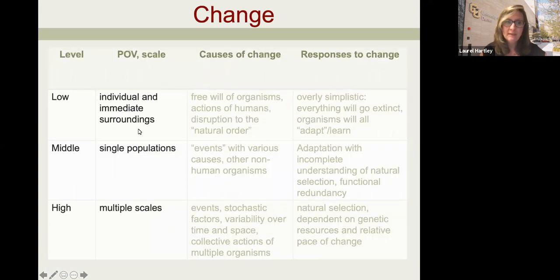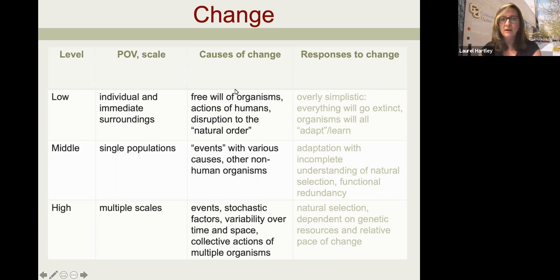In terms of change, the point of view or scale at which the lower level students looked at change is they would focus on an individual and its immediate surroundings. Middle level students tend to focus on single populations, and higher level students focused across scales and talked about different populations in a community.